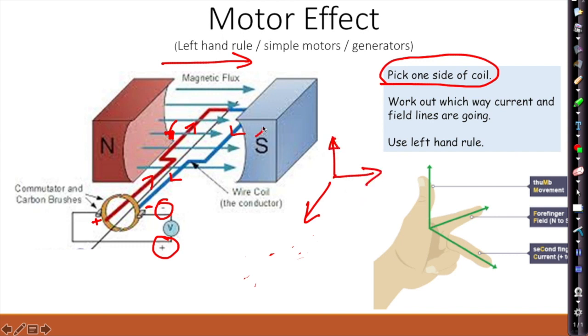So on the right-hand side, that's going to feel an upward force. The left-hand side is going to feel a downward force, meaning that your motor there is going to spin anti-clockwise. Okay, clockwise, the direction of a clock, anti-clockwise, the other way.